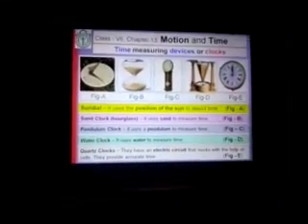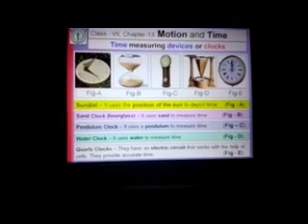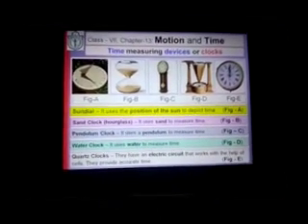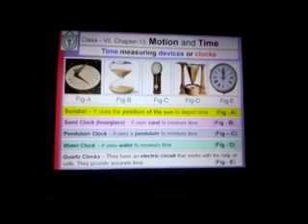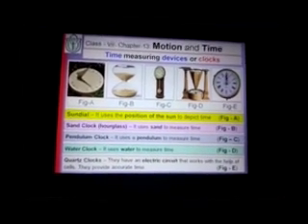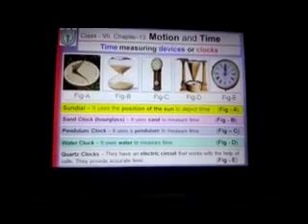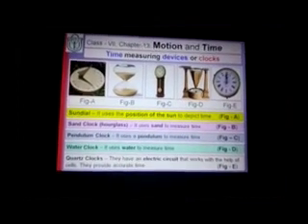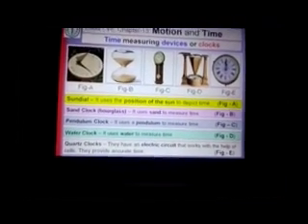There are 5 types of devices. In previous days, we used sundials and sand clocks. After that, we used pendulum clocks. Nowadays, we use quartz clocks.